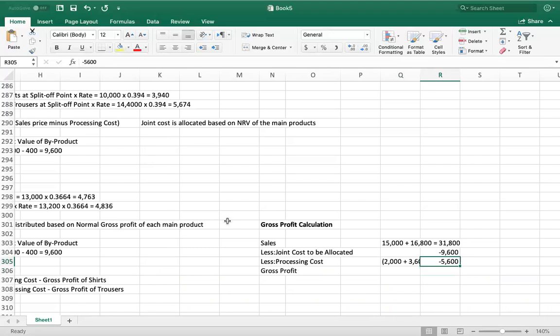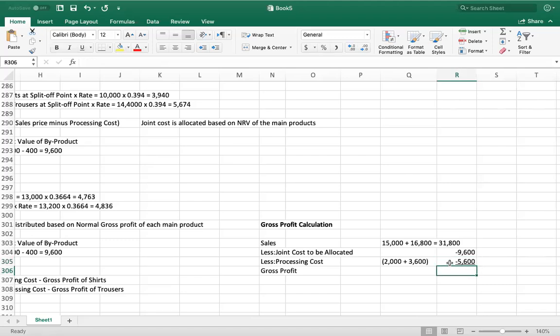So how much do we have as gross profit? 31,800 minus 9,600 minus 5,600. This will give you the gross profit. So how much is gross profit? 16,600. So 16,600 is our gross profit.